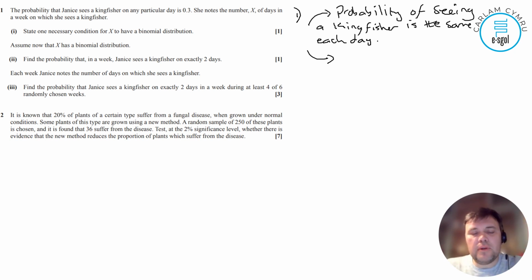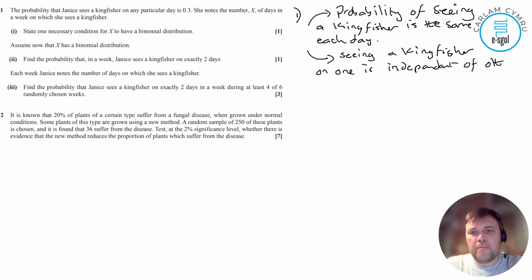So the first one, obviously, the probability of being successful is the same. And then the next one is seeing a kingfisher on one day is independent of other days. So one of those, you don't need both of them.